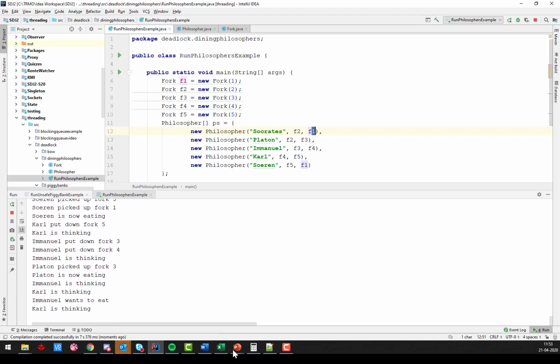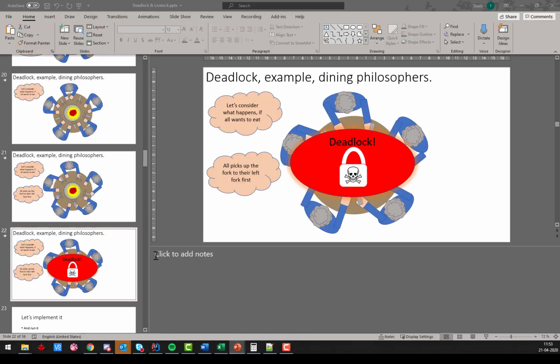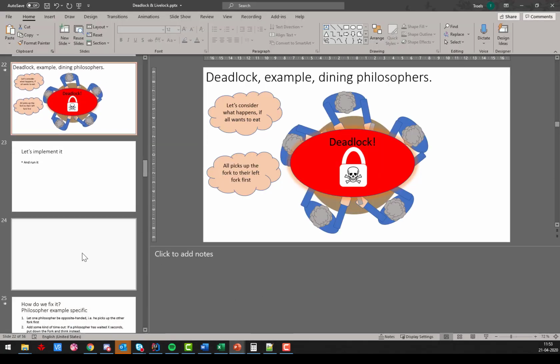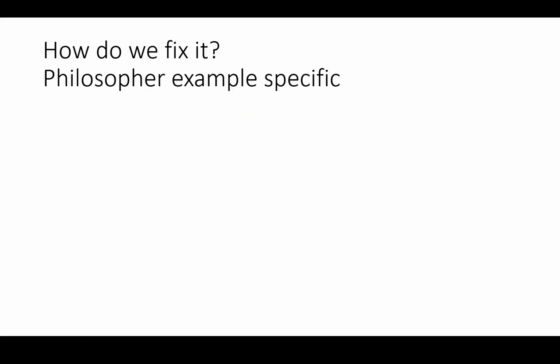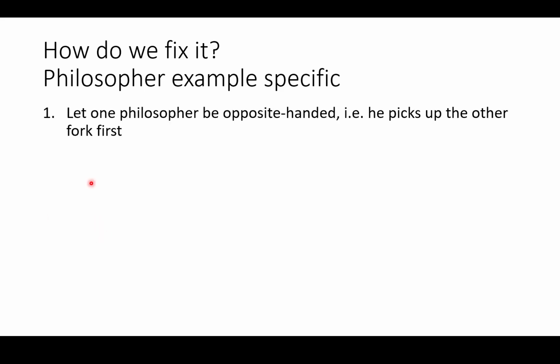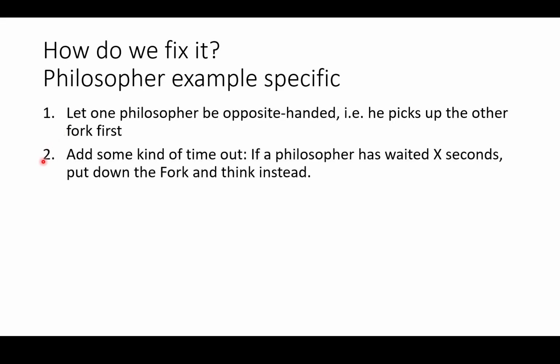So it's running and running, and I'll just keep it running while we continue the presentation here, and then we go back and see that they are still thinking and eating and whatever they want to do. So that's the quick fix, and that's very philosopher specific. There were no left or right hands in the piggy bank.